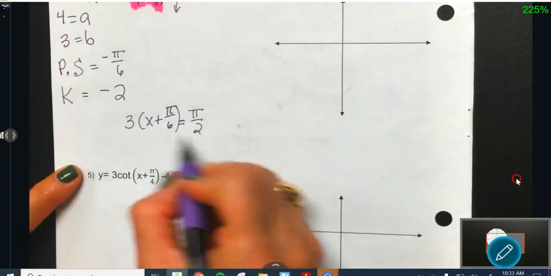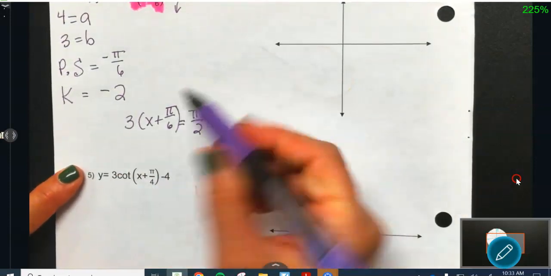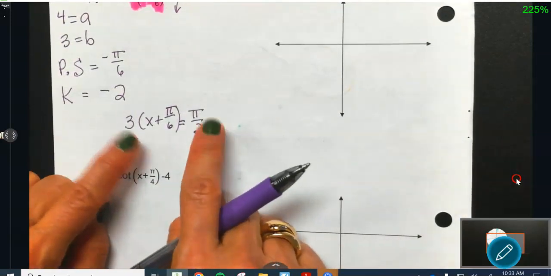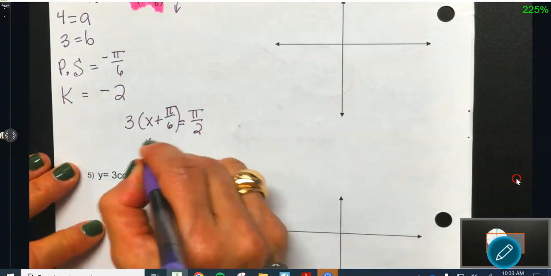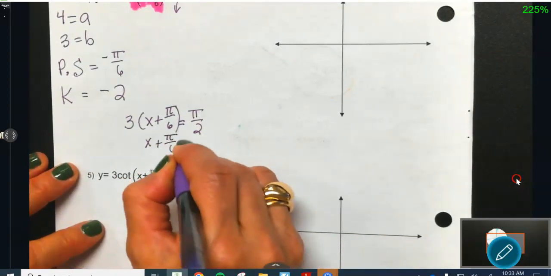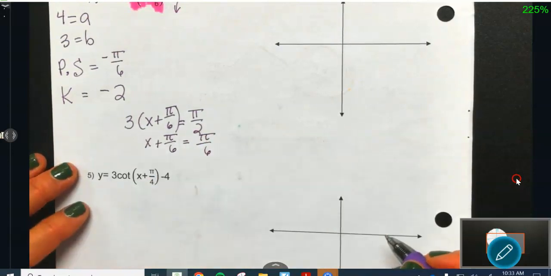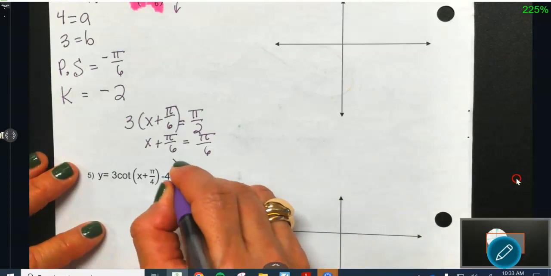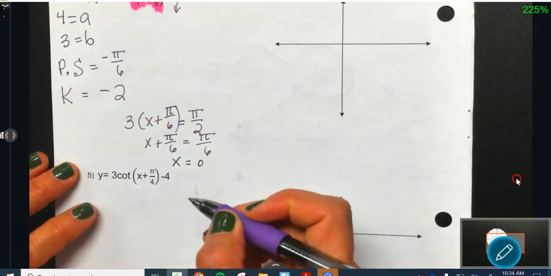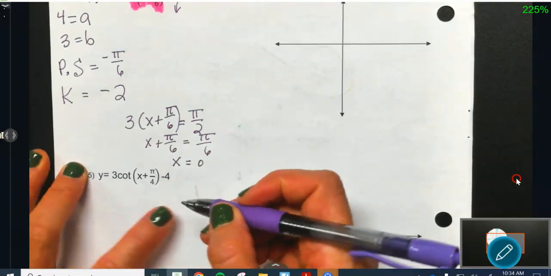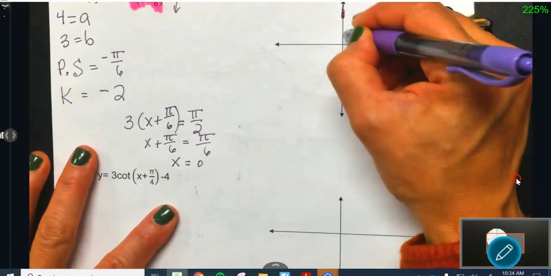All right. Ooh, we got to solve for x. That is not going to equal 0. We're going to multiply both sides by the reciprocal. So x plus pi over 6 equals pi over 6. So what does x equal? Yeah. That's your first asymptote. Let's go ahead and block that out.